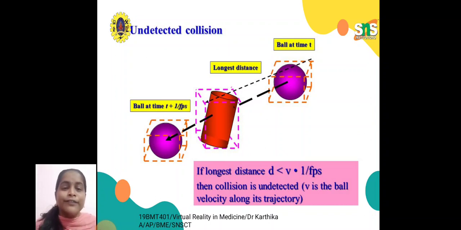Suppose there is any delay or any undetected collision, we consider the longest distance from input side to output side. If the longest distance is d, and d is less than v multiplied by 1 by fps, then the collision is undetected. Here v is the ball velocity along its trajectory.